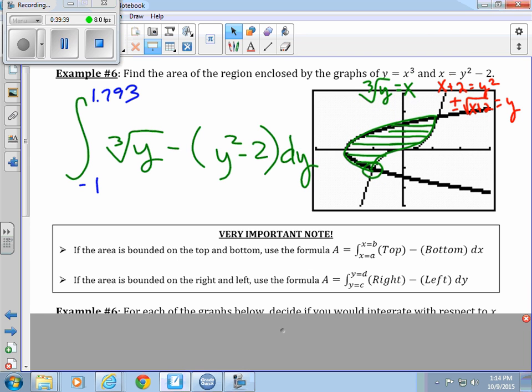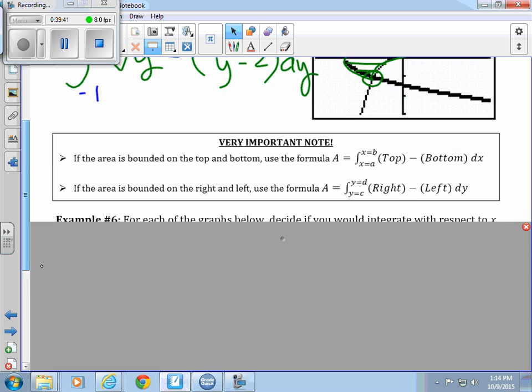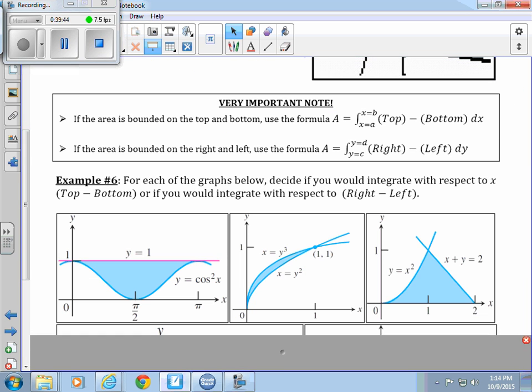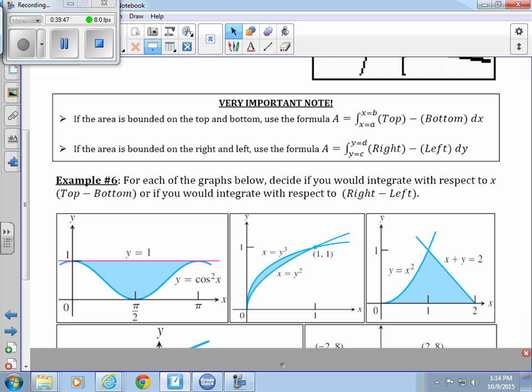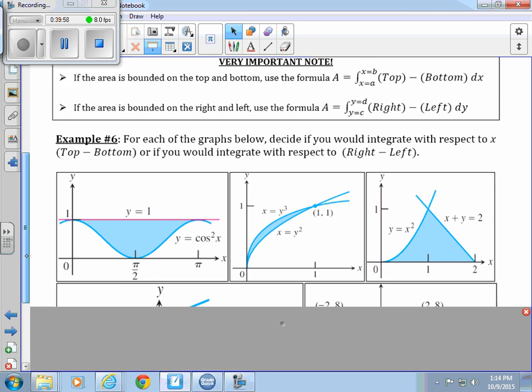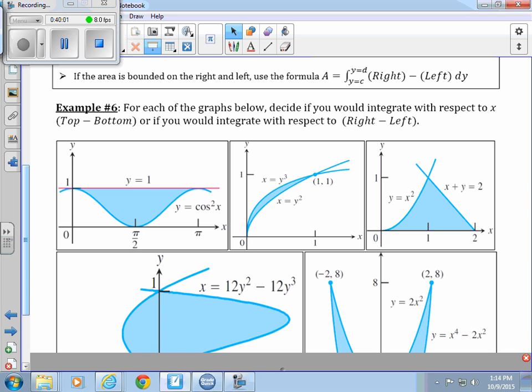Really quick. If the area is bounded on the top and bottom, use the formula top minus bottom. Bounded on the left and right, use right minus left, dy, from y value to y value. So really quick, this one I would have used top minus bottom. Does everyone agree? This one, I could go either way, whichever one's easiest. Does everyone see that? This one I would do right minus left. Why?